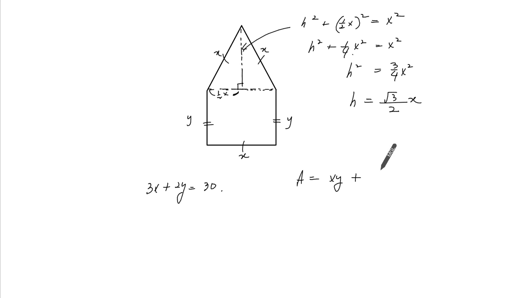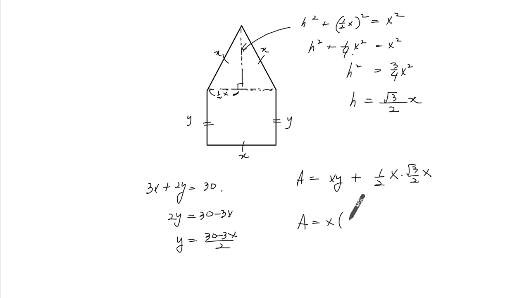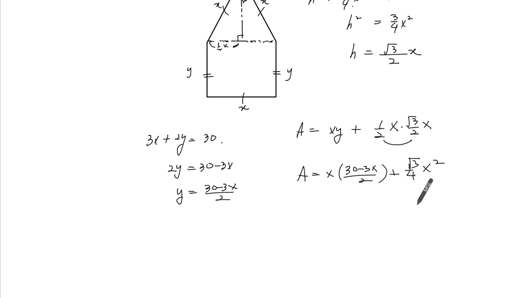So the area of this triangle is half times x times the height, but that can be replaced with this. And the y can be replaced with x from here: 2y equals 30 minus 3x. So now the area is x times (30 minus 3x) over 2. You multiply these two numbers, you get 1 over 4 root 3 x squared. We want to maximize this, so we want to get the vertex of this parabola.